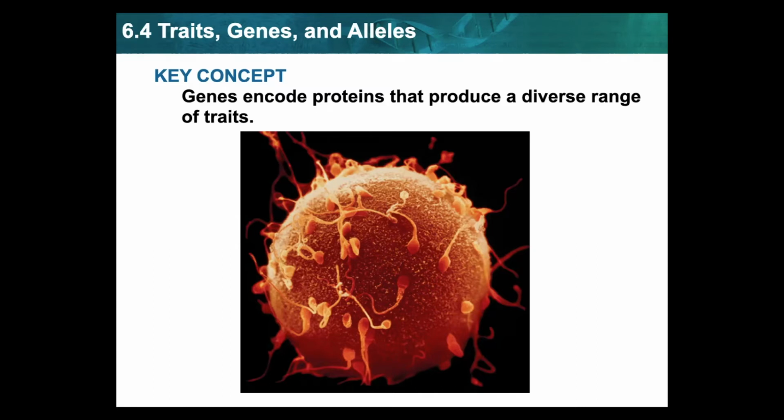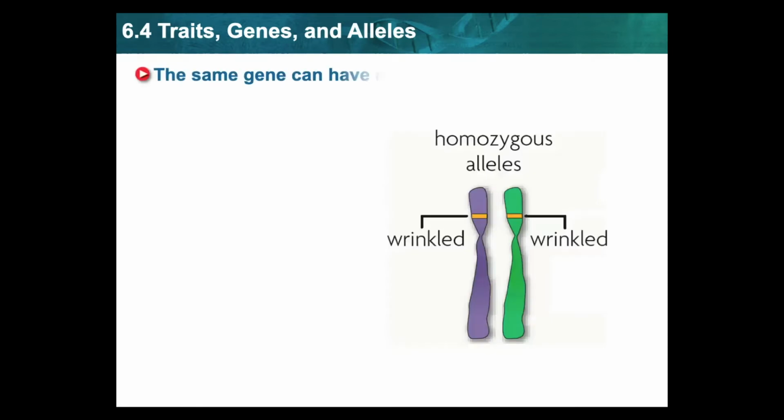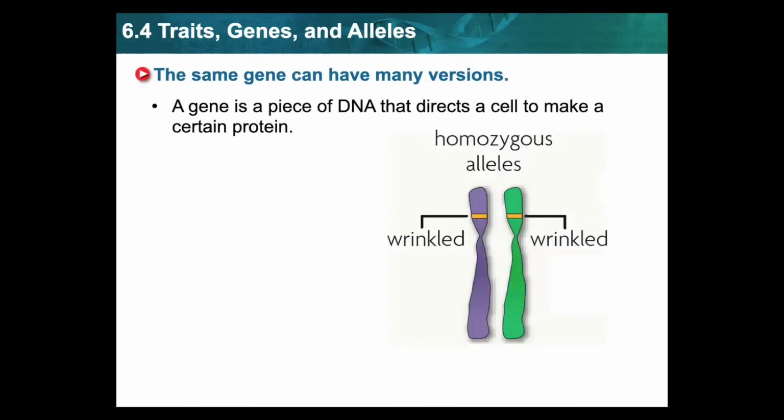Does everybody have this down? Okay. The same genes can have many different versions. And again, what that means is that you can have a gene for blood type, but you can have blood type A or blood type B or O. Or you can have a gene for hair color and have blonde hair or red hair or black hair or brown hair. So a gene is a piece of DNA that directs a cell to make a certain protein.